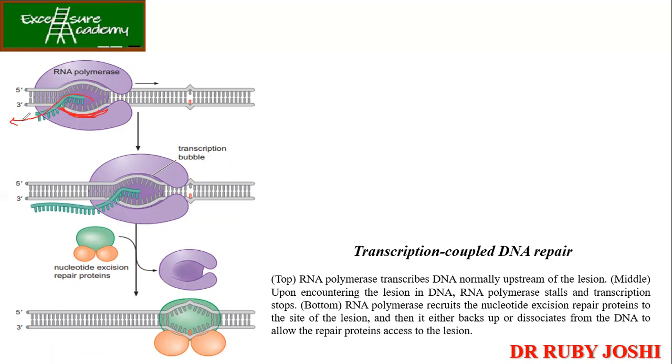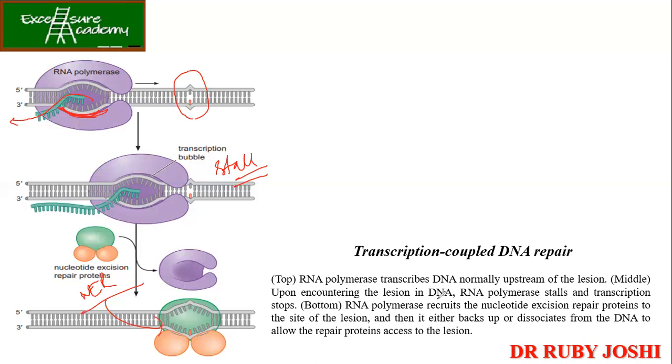Can you see? Is it clear so far? Yes, ma'am. Later, they see that there is a distortion. Now what will happen? The transcription bubble will stall here. It gets stuck here. So your RNA polymerase is not going ahead, and the mRNA is also not moving away, so it's getting stalled over there. Then your NER proteins are coming again and rescuing it from this problem.